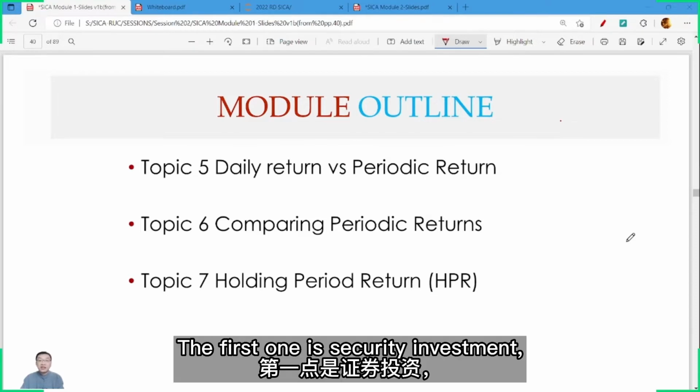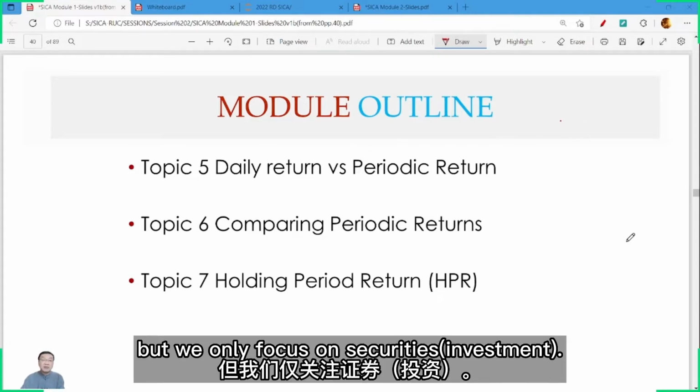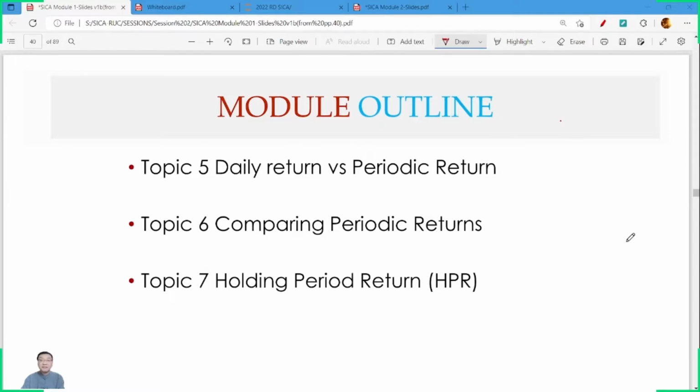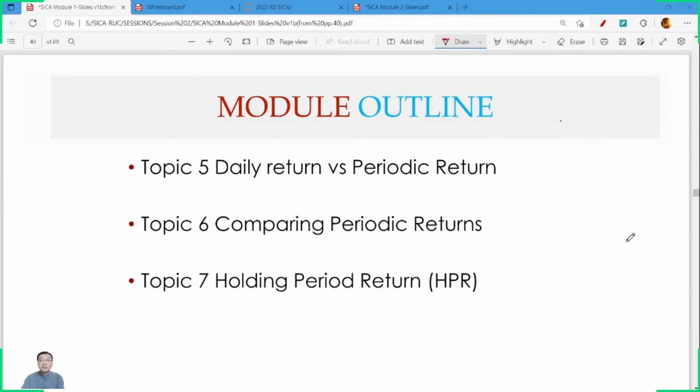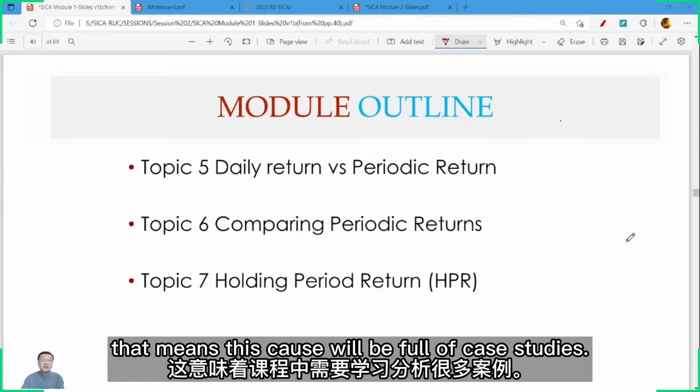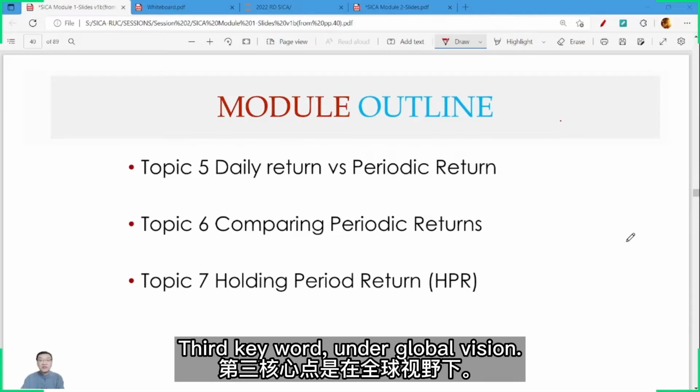The first one is security investment. Of course, this is a course on investment, but we only focus on securities. Second key feature is the case analysis. That means this course will be full of case studies. Third keyword, under global vision.